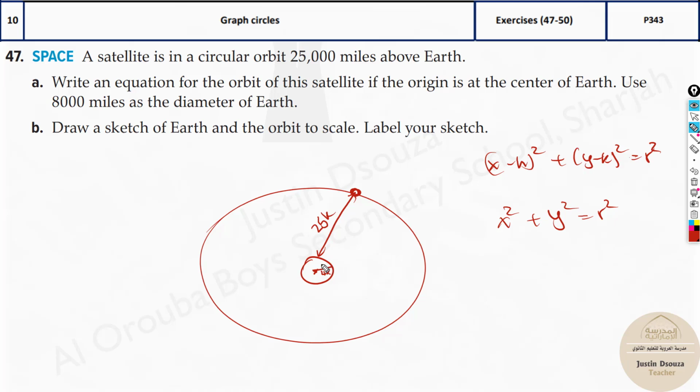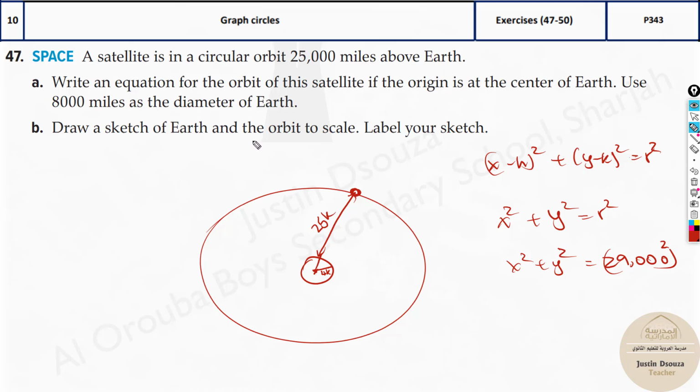From here to here, it is 4. Okay, this is also 4. And then we have 25,000. So 4,000 plus 25,000 would be 29,000 squared. We have to square this up. And then we have x squared plus y squared. Just put this in the calculator and you will get the answer. That would be the equation for part A of this question.